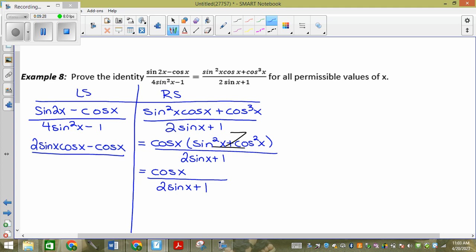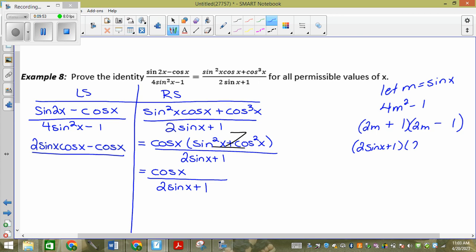So off to the side, I'm just going to show you, if instead of a sine, if I had 4m squared minus 1, that would break down into the square root of 4m squared is 2m, so that goes to the front. The square root of 1 is 1, so that goes to the back, and then we have the opposite signs. So this would actually work out to 2 sine x plus 1, 2 sine x minus 1.